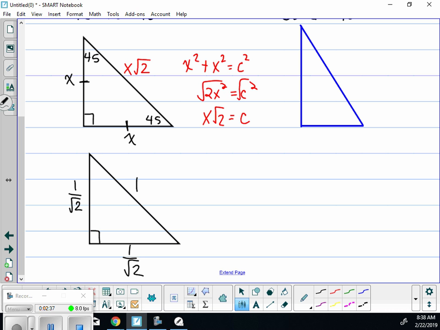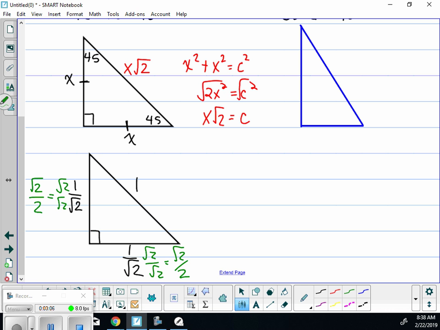Now, we can't leave it as 1 over the square root of 2 because we can't have a square root in the denominator. We would rationalize that. So we'd have to multiply by the square root of 2. So I would get square root of 2 over 2. And same thing here. So that's where we get our two values for the unit circle.